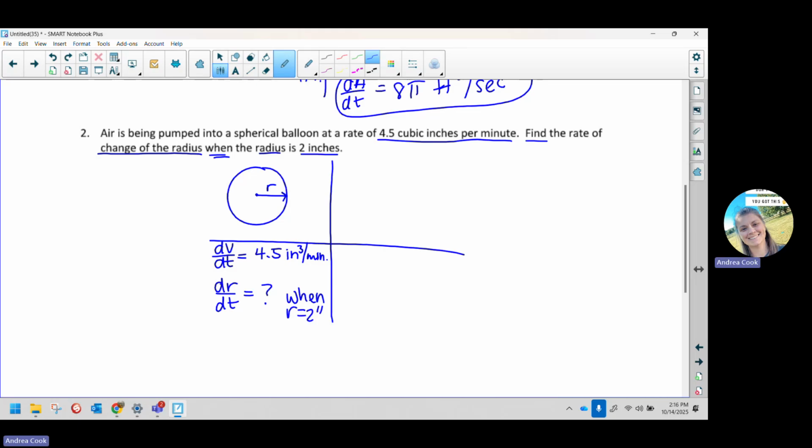What formula am I going to use? Volume of a sphere. And then we find the derivative, which we've already done. So dV over dt is 4 pi r squared dr over dt.